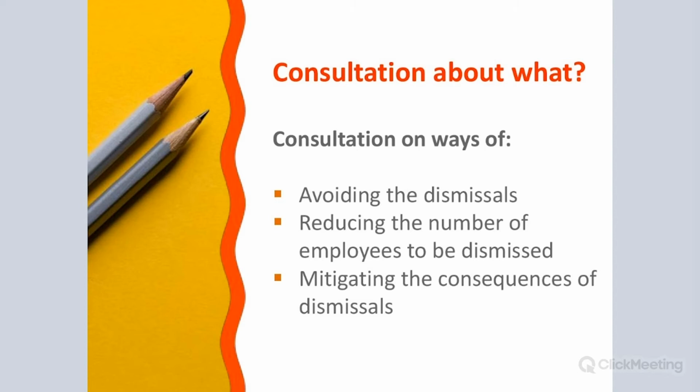Or it might be that you're talking about ways in which the numbers can be reduced, and people might have ideas about ways in which you might be able to reduce numbers by, I don't know, stopping overtime, natural wastage, volunteers for redundancy, that sort of thing. And lastly, you'd be looking at ways to mitigate the consequences of dismissals. What does that mean? Well, that means things like looking at outplacement assistance, thinking about redeployment for those staff that are affected.